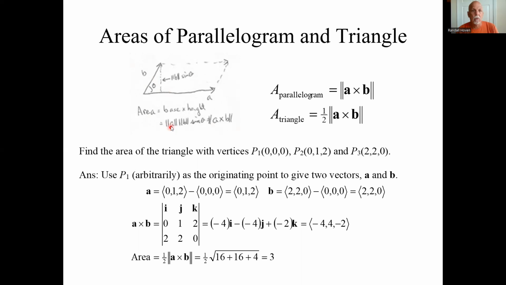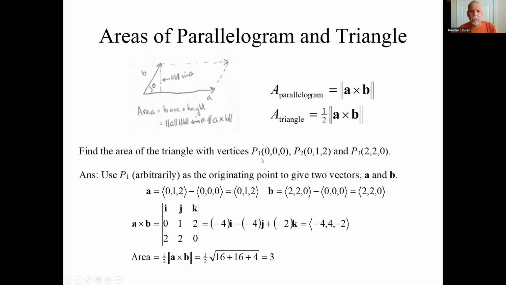So I have the magnitude of A times the magnitude of B times the sine of the angle between them. And if you recall, this was just the magnitude of the cross product. So to find the area of this parallelogram, cross A and B, and then find that magnitude. And for a triangle, it was just half the parallelogram, so it's that.